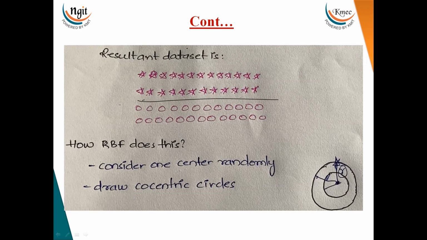So what I'm going to do, randomly we are going to select a center of your data. So this is a random selection of your center, and then we are going to draw a concentric circle around the centroid of my data. Fine.